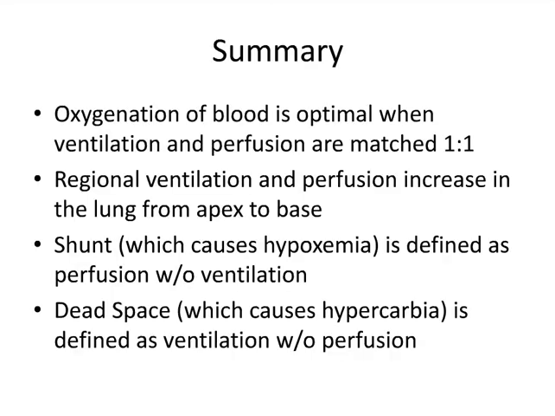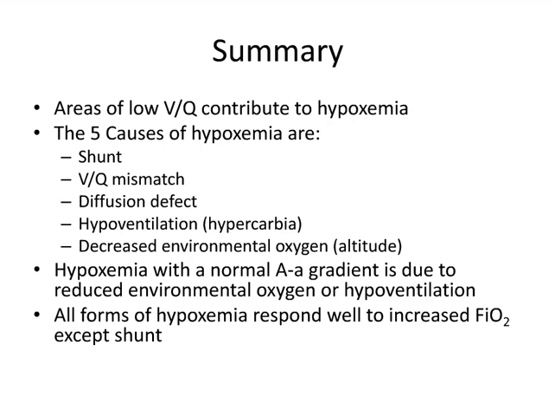Here is a summary of what we've covered. Oxygenation of blood is optimal when ventilation and perfusion are matched 1-to-1. Regional ventilation and perfusion increase in the lung from apex to base. Shunt, which causes hypoxemia, is defined as perfusion without ventilation. Dead space, which causes hypercarbia, is defined as ventilation without perfusion. Areas of low VQ contribute to hypoxemia.